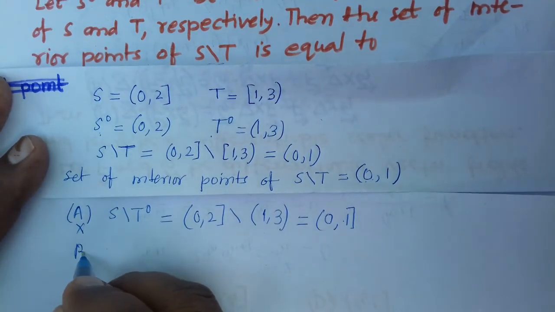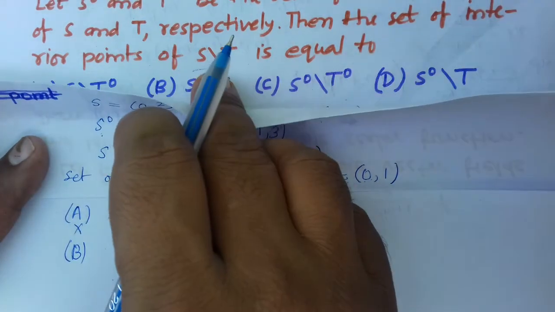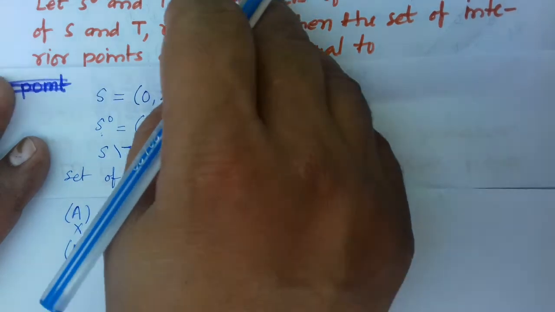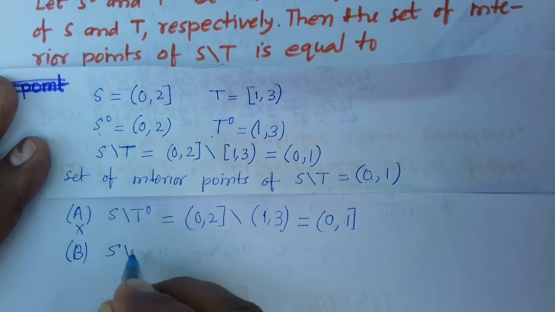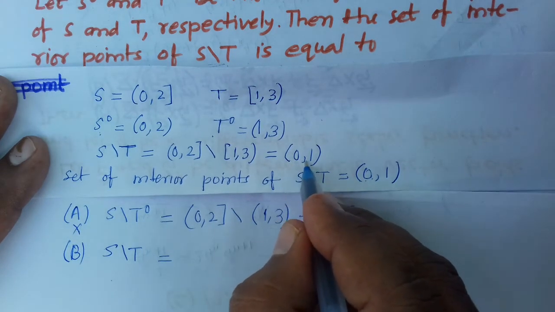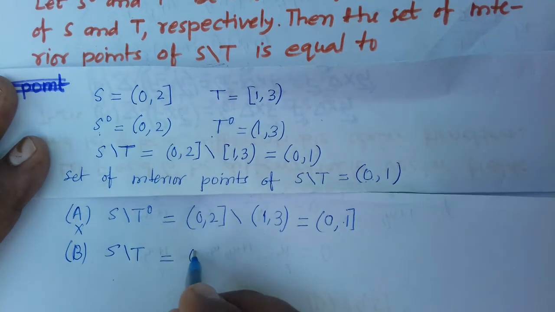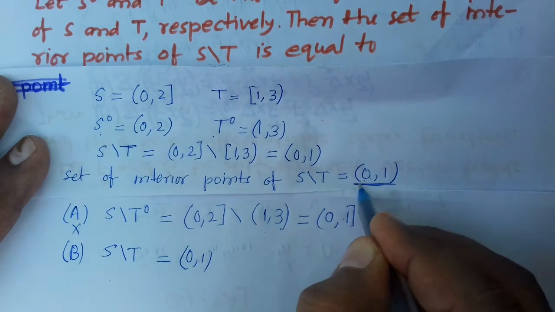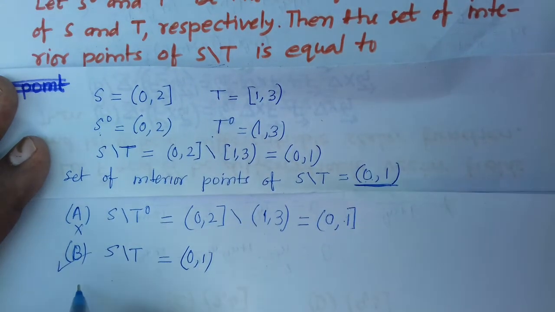Now B. See the B. In B you see S oblique T. We already have found S oblique T. Here you see 0 to 1, and you see this 0 to 1 is equal to this. So B is our correct option.